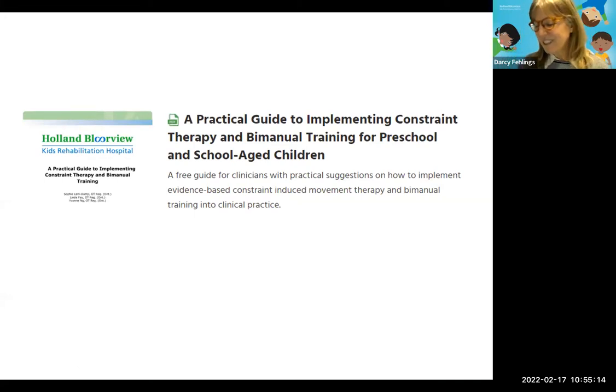So I've given a little highlight on baby constraint, and I said at the beginning that I was going to put it into a bit of a developmental framework. So baby constraint is very much a parent-mediated program that happens with the child at home. Now, as we move to the preschool and school-age child, we can set about the program a little bit differently.